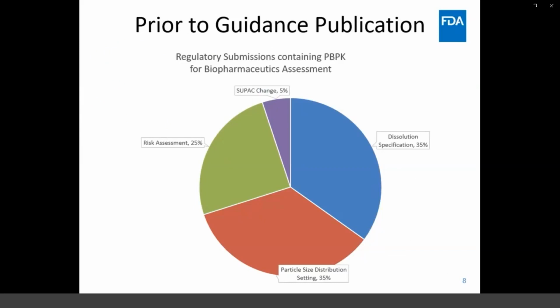Briefly looking at the submissions that we were receiving, many of them contained PBPK to support dissolution specification setting, qualification of particle size distribution, as well as supporting risk assessment. We also experienced some use of PBPK for biopharmaceutics assessment for SUPAC changes, scale-up and post-approval changes for both new drugs as well as NDA submissions.